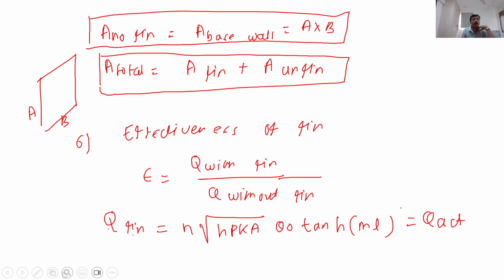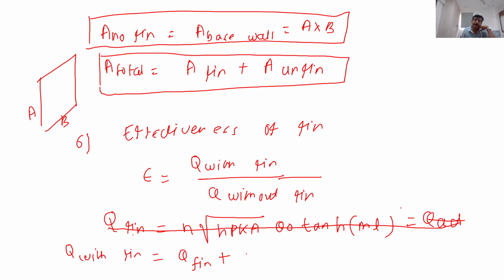I am unable to erase it, but what I will do, I will cancel it out and write it again. So remember, Q with fin. With fin means it considers the fin also and it considers the base wall also. So Q fin plus Q unfin, where the fins are not attached. So Q with fin is the addition of Q fin and Q unfin. Now how to calculate Q fin and Q unfin? We need to find out the formulas for it.